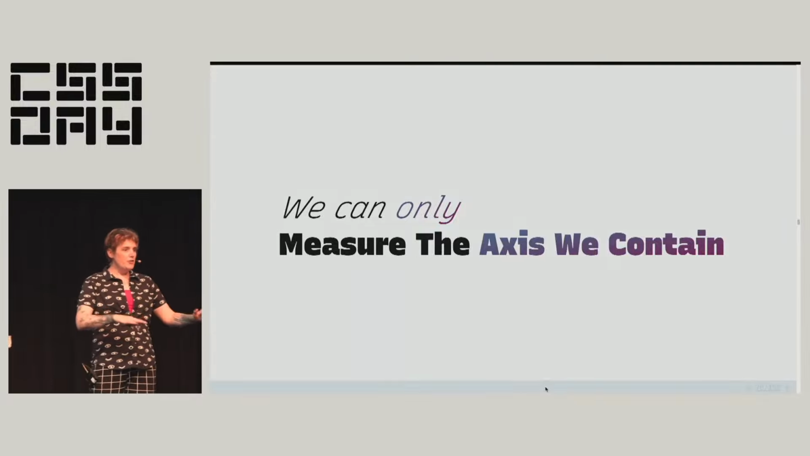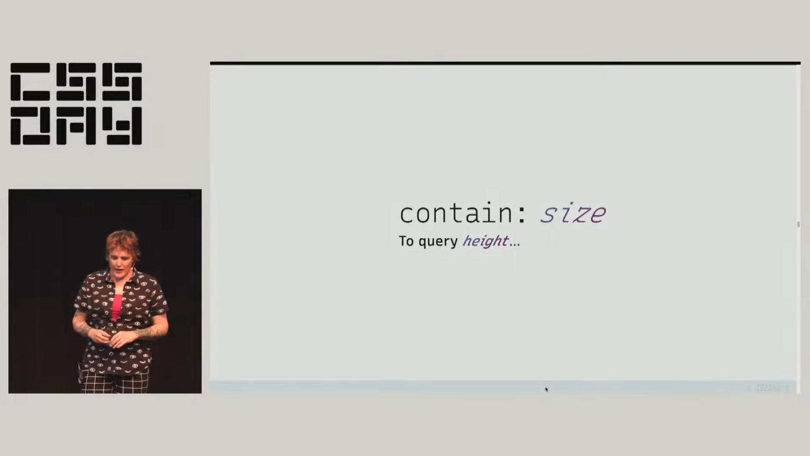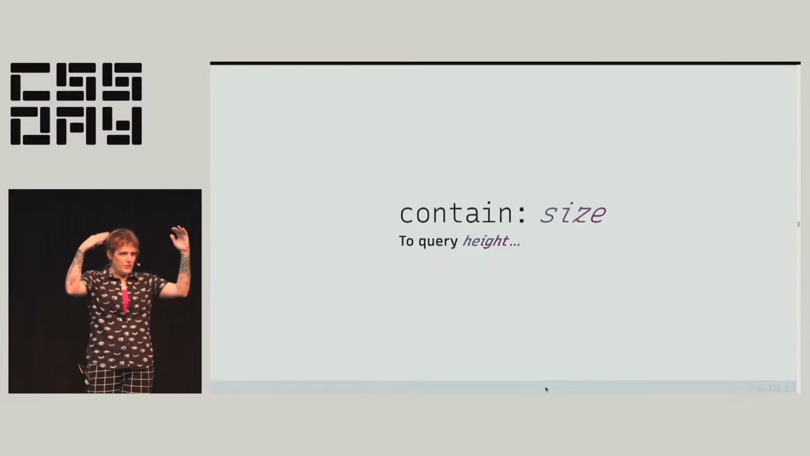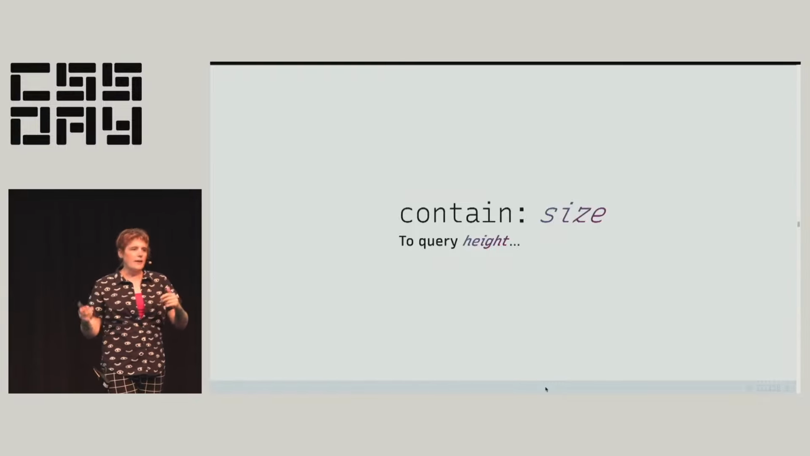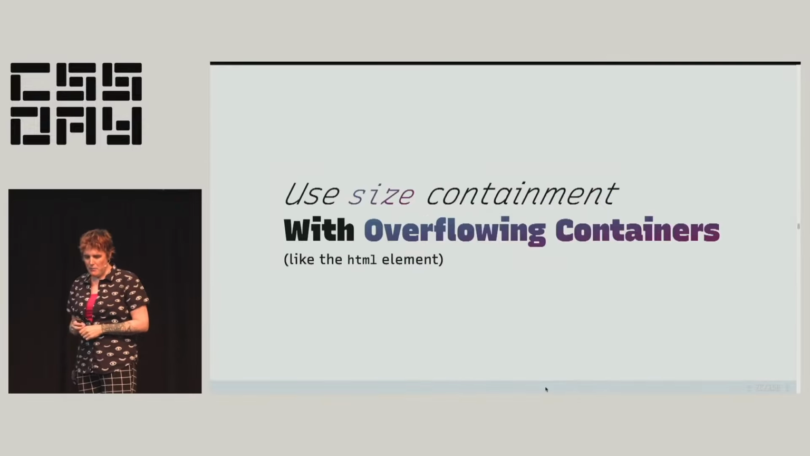But we can only measure the axis that we contain. So if we want to measure height, we're going to need to contain both dimensions. So contain size allows us to measure both. Contain inline size allows us to just measure that inline dimension.